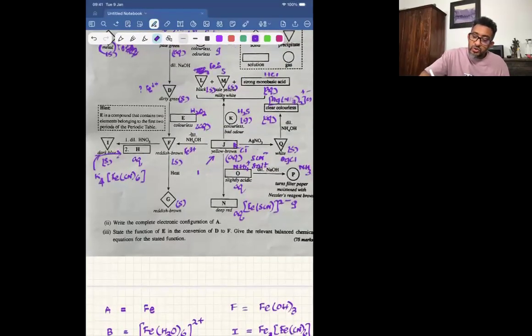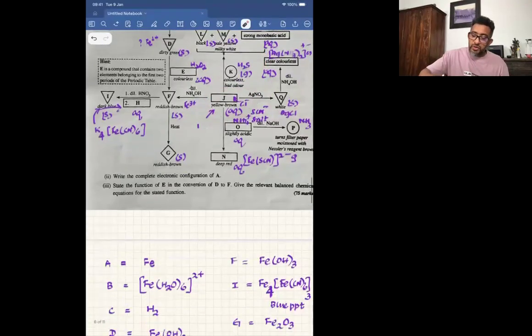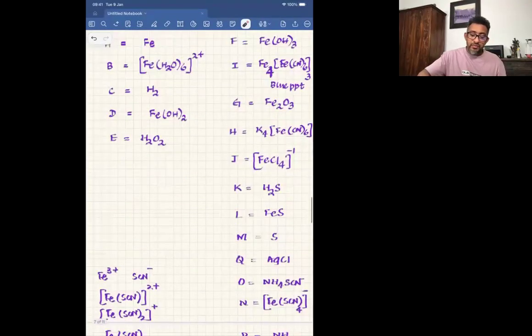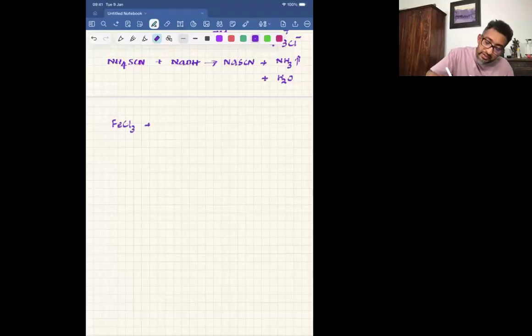The yellowish brown solution, silver nitrate, ammonium chloride. I'm looking at this part, okay? This part. Yellowish brown solution. If you take it as ferric chloride, what are the things that you add? You add silver nitrate. Silver nitrate, what do you get? You get silver chloride, and then ferric nitrate.